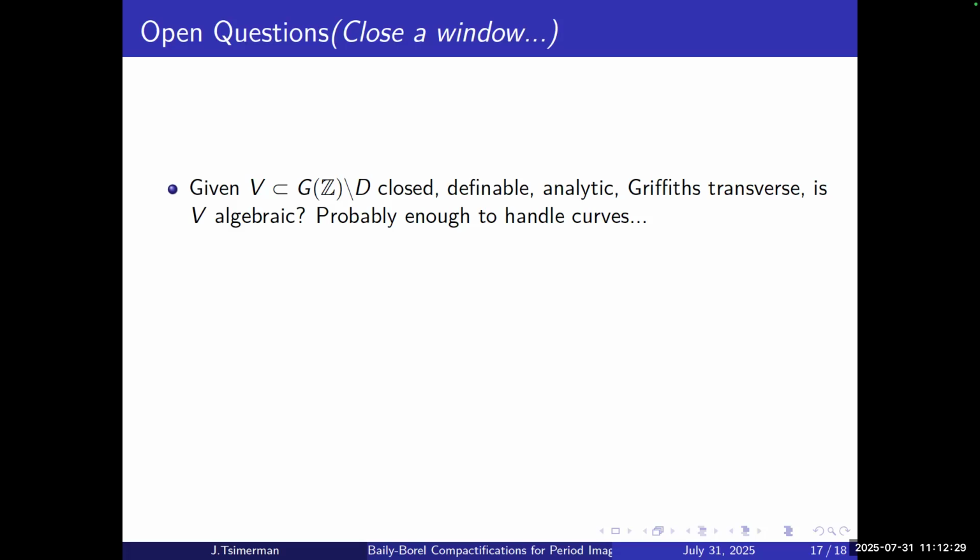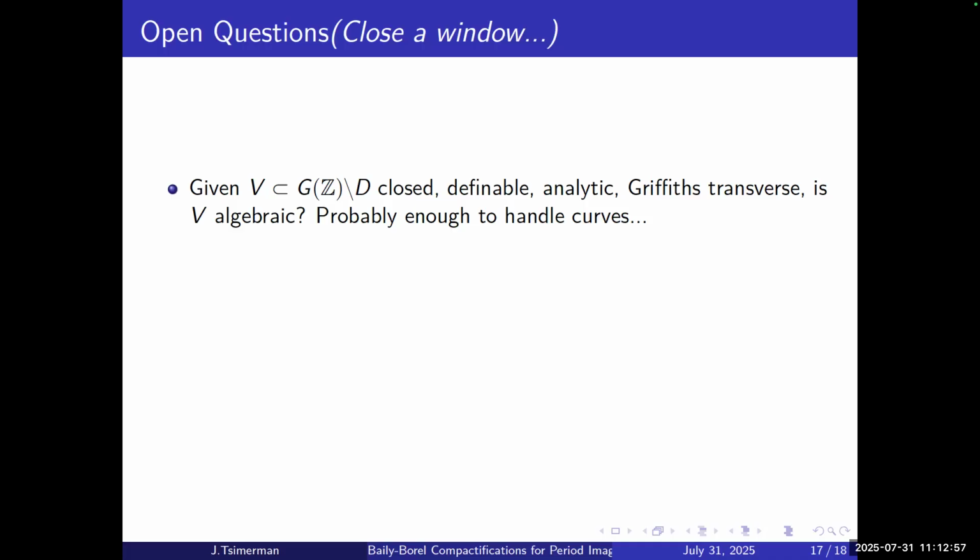So if you look at this period domain, and you look at something inside it, which is closed definable analytic, and Griffiths transverse, you could make a stronger conjecture without assuming Griffiths transverse, probably, but it's tricky because you have these projective fibers I talked about last time. Anyways, if you have this kind of setup, then is V algebraic? And it's presumably enough to handle curves. Morally, that seems right, but we don't actually have a formal proof of that.